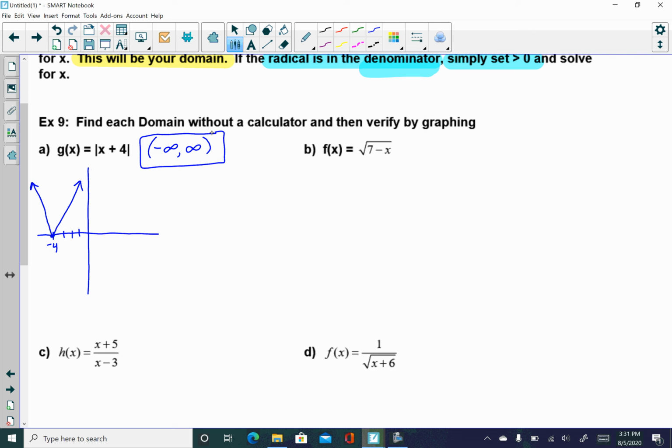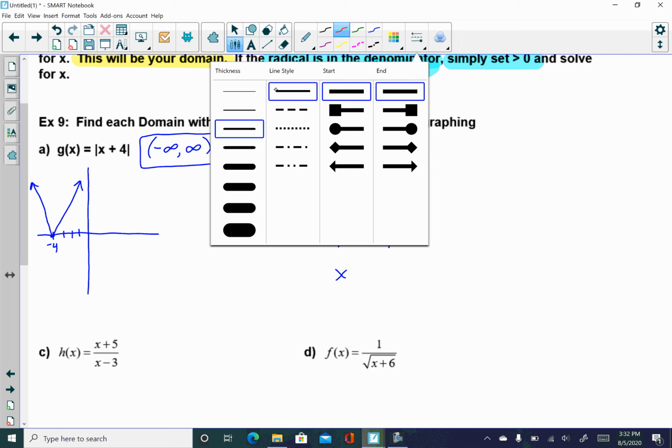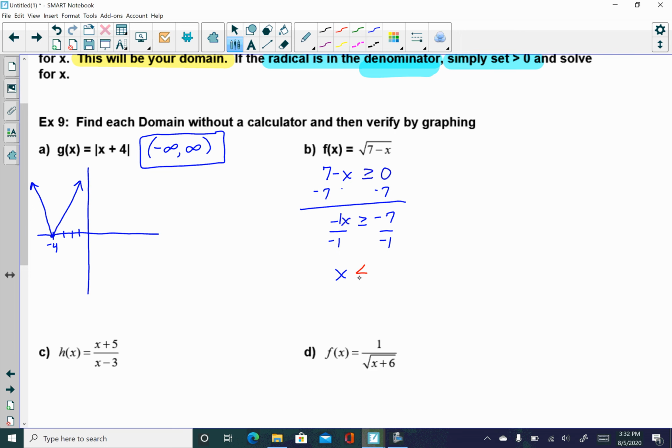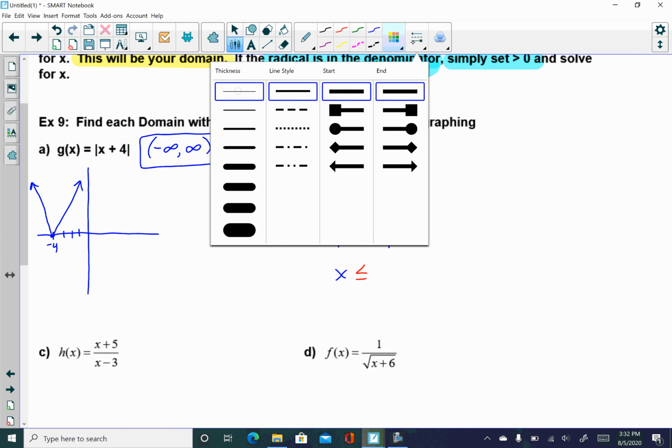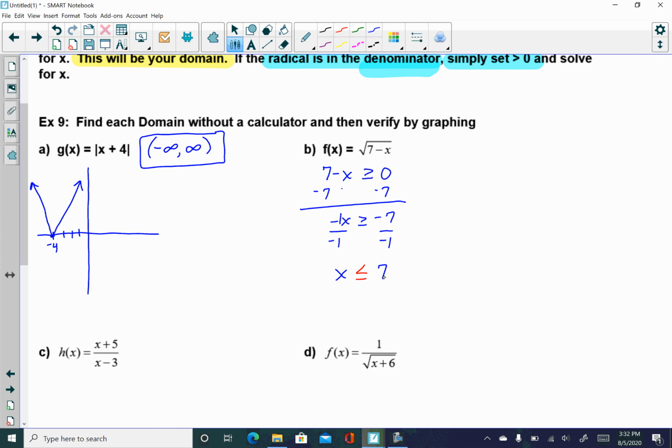Okay. Letter B. I've got a square root, right? What my rule up there said is set what's underneath the square root, underneath the radical, this argument here, 7 minus x, greater than or equal to 0, and solve for x. So subtract 7. Negative x has to be greater than or equal to negative 7. Think of this as a negative 1. Can't leave that, so you divide both sides by negative 1. The rule is anytime you multiply or divide by a negative, you have to change that inequality sign. So notice here I'm going to change that to now less than or equal to. And then negative 7 divided by negative 1 is a positive 7.